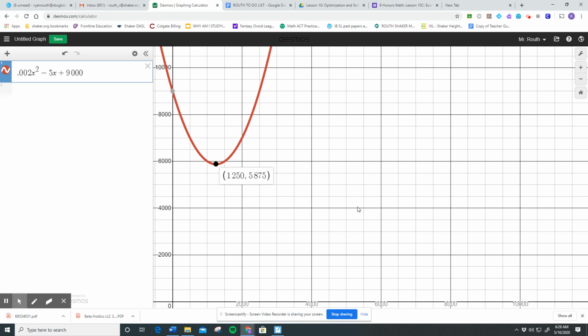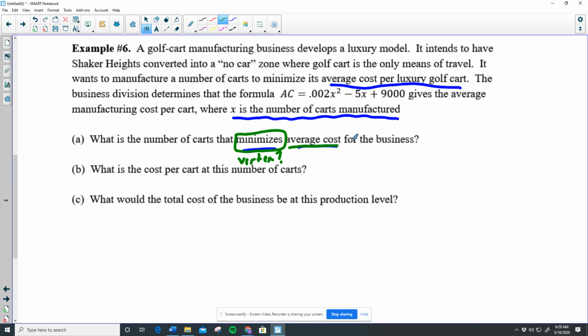Now I have to take a step back and try to remember what this means. All right, what did I plot on the x value? In this function, what was x? Well, I should recall that x is the quantity manufactured. But what is the y value? What does 5875 represent? Well, y here was equal to the average cost. If you look at the question here, what I really did is I took this and I'm substituting this for y when I type it into Desmos. So y is the average cost.